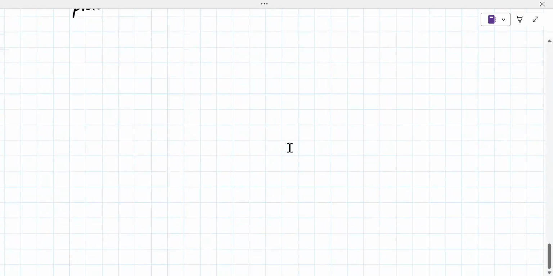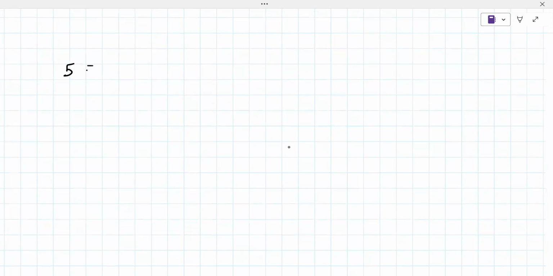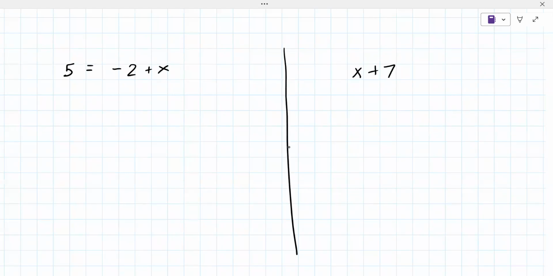Okay. So let me give you a couple of problems to try here. Let's say it's 5 equals -2 plus x, and then x plus 7 equals 13. Why don't you try those for me, please? So I'll do the 5 one first. For that one it would be x equals 7. I agree. And then for the next one, would it be x equals 6? Yes.